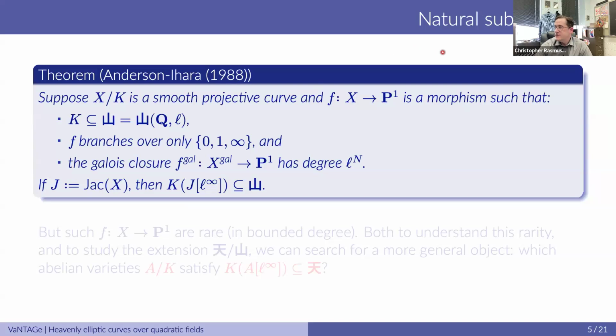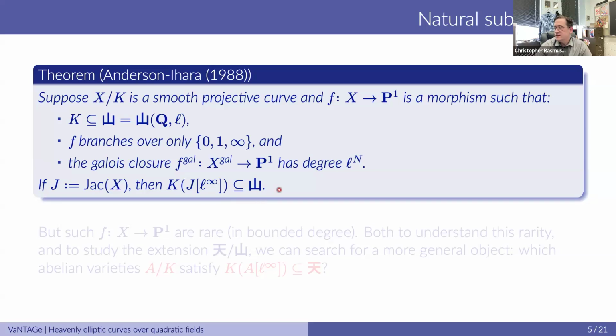There are some natural subfields of Yama running around arising from geometry, excuse me. The point is if you have a smooth projective curve that covers P1 minus 3 points in a pro-L way, that is, I want it to branch only over 0, 1, infinity, and I insist the Galois closure of this covering has L power degree, then it's a theorem of Anderson and Ihara that the Jacobian of such a curve will have L power torsion that generates a subextension of Yama.